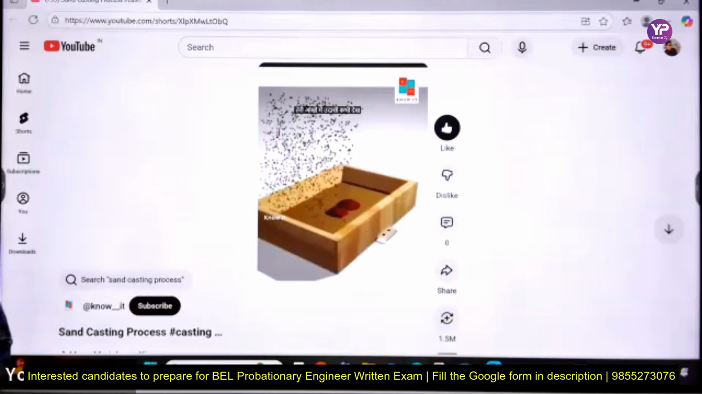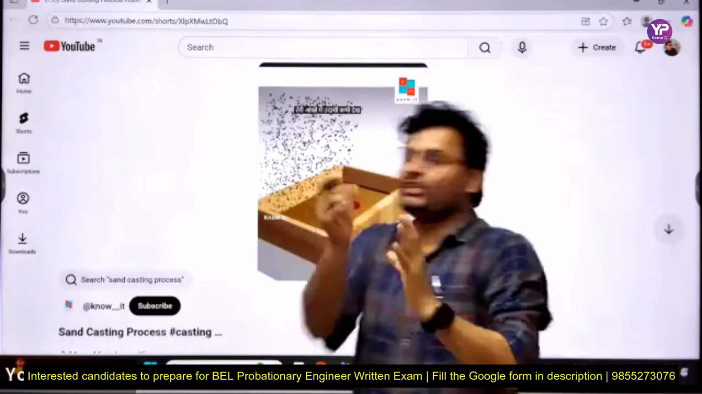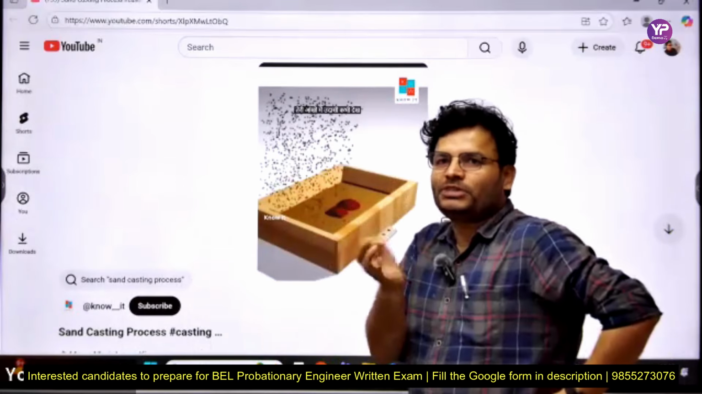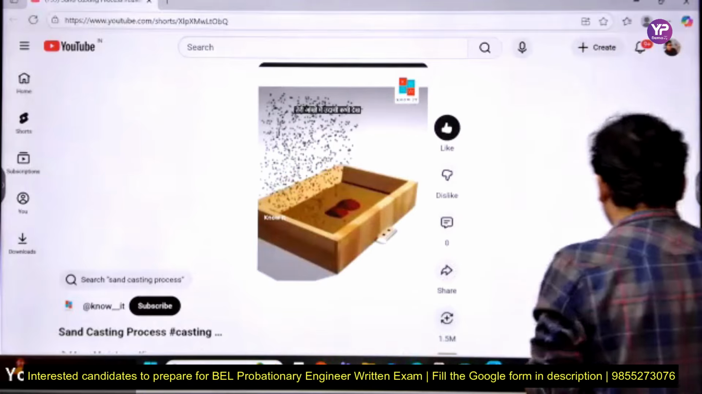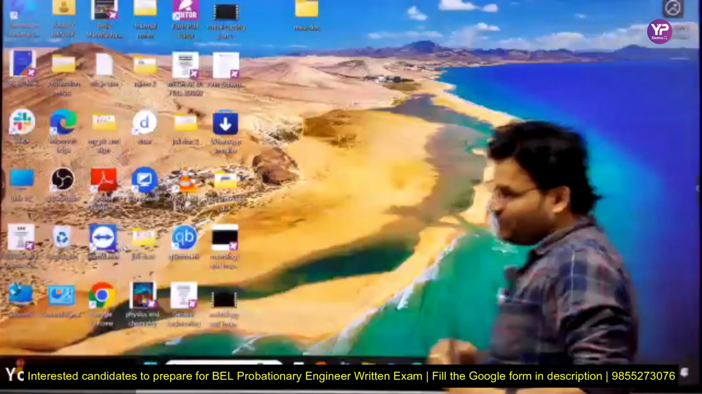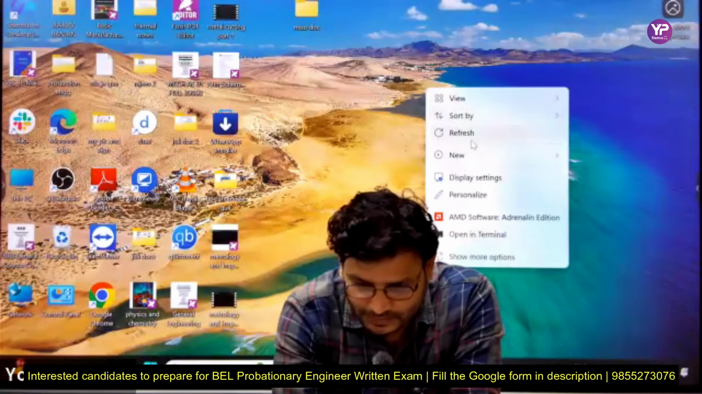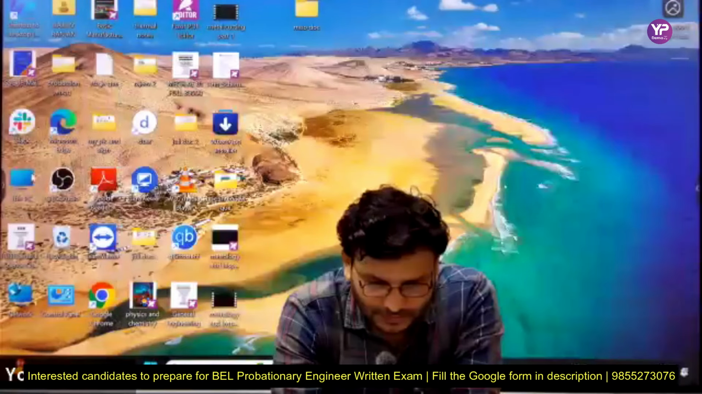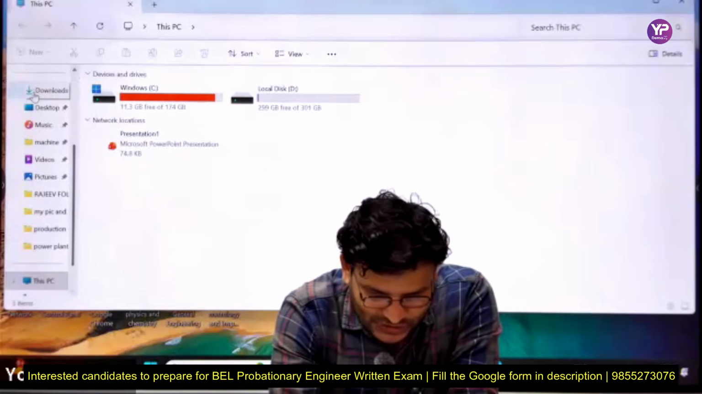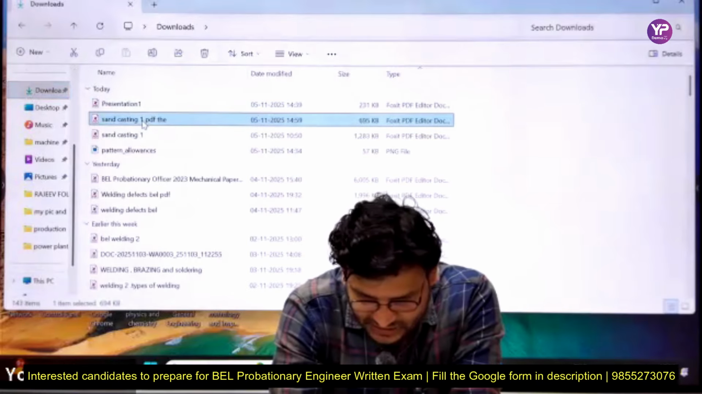Good. So, my dear friends, a few things are there. One is called the pattern. When you have to remove the pattern, you need to give some pattern allowance. I am coming to the PDF, then we will see. Where is my PDF? Okay, download the sand casting 1 PDF.